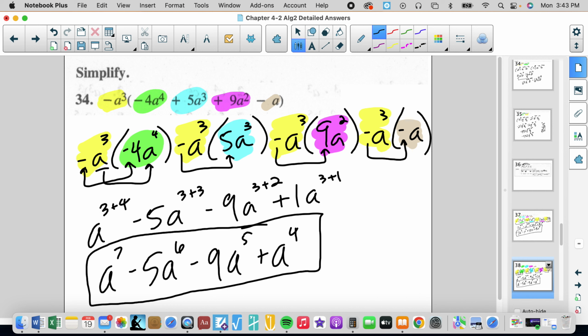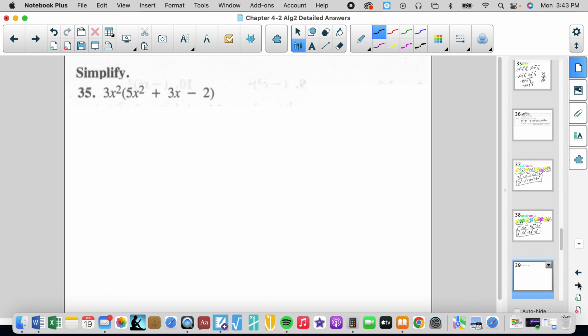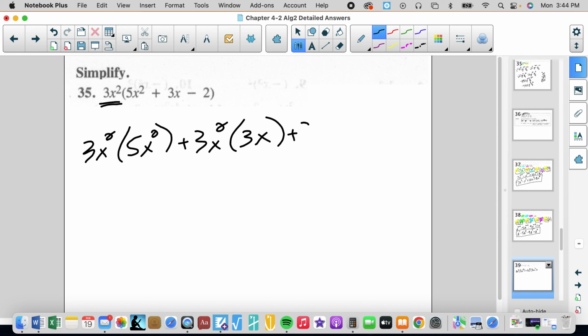So notice we didn't write 1a to the seventh and we didn't write 1a to the fourth. We can write it within our notes, but in our final answer we shouldn't have that. We're distributing a 3x squared to 5x squared, and a positive 3x squared to a 3x, and a positive 3x squared to a negative 2.